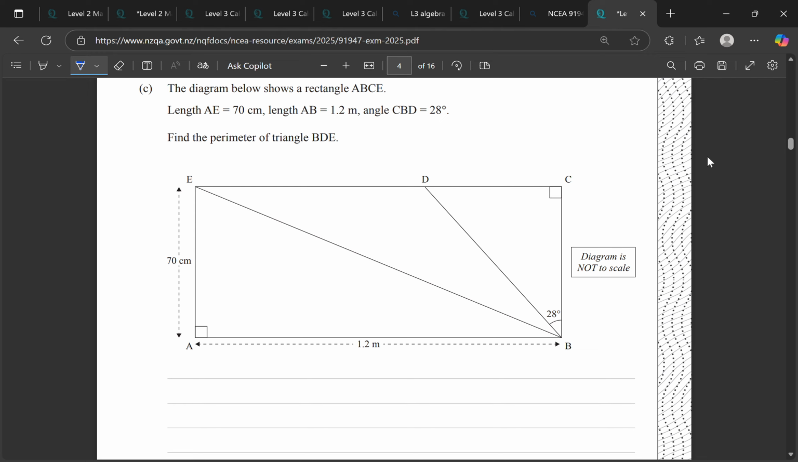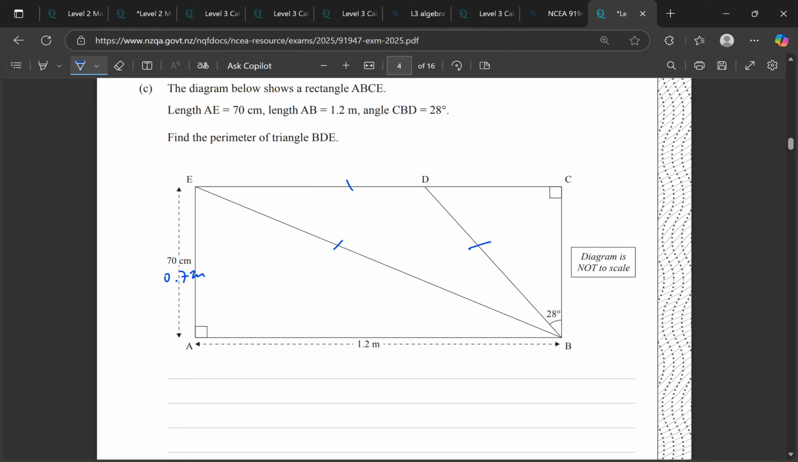The diagram below shows a rectangle ABCE. Length AE is 70 centimeters. Length AB equals 1.2 meters. Angle CBD is 28 degrees. Find the perimeter of triangle BDE. So BDE is this, I'm going to mark it. So this, that, and that. We add these three, isn't it? And you see, we have to unify the units. One is meters, the other is centimeters. I'm going to change to meters. So 70 centimeters is 0.7 meters.